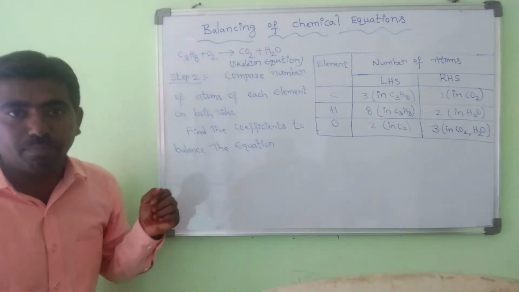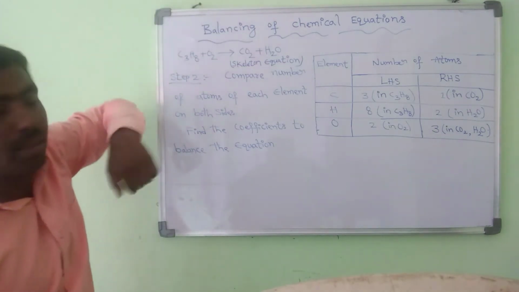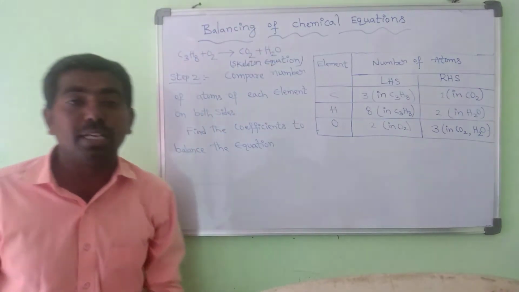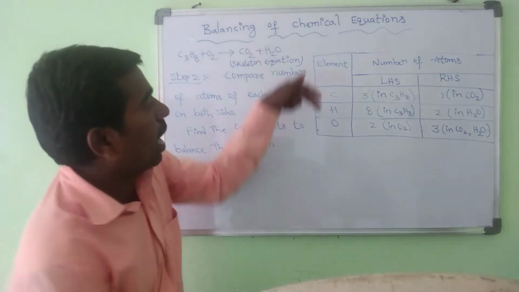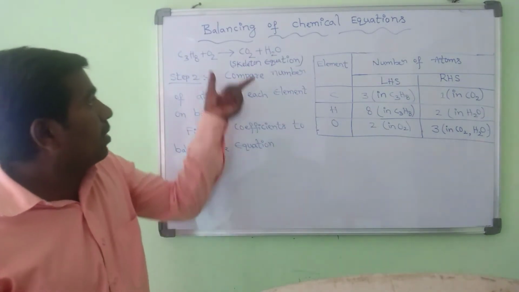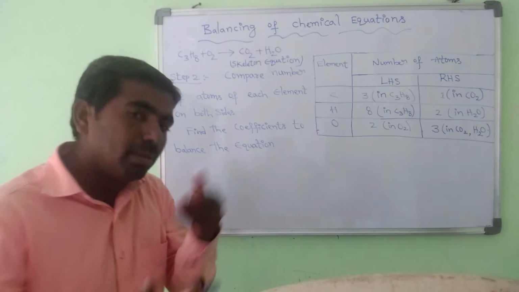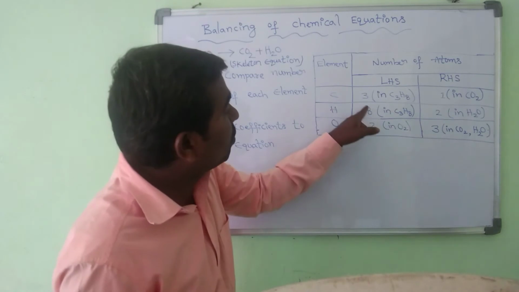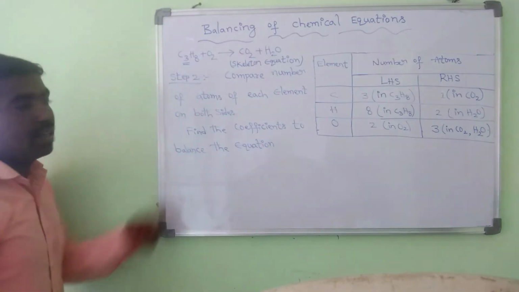Observe this chemical equation. Which types of elements are there? Carbon is there, hydrogen is also there, oxygen is also there. That means 3 types of elements are there. I am writing here: carbon, hydrogen and oxygen. Now, how many carbon atoms are there on the left side? Similarly, how many are there on the right side? I am writing in this table. Carbon atoms, 3 are present on the left side.